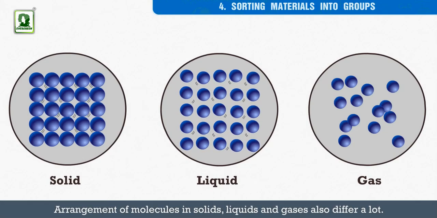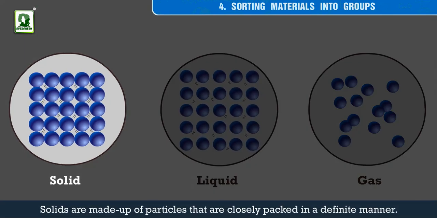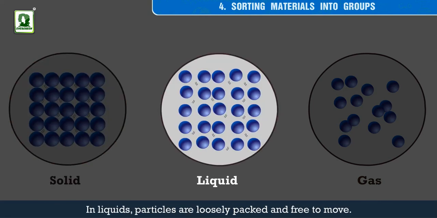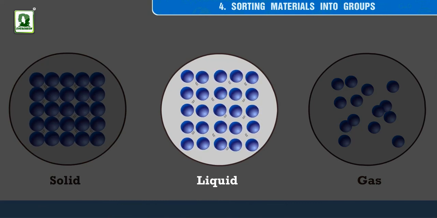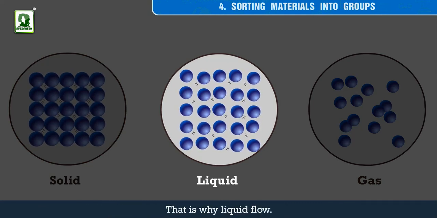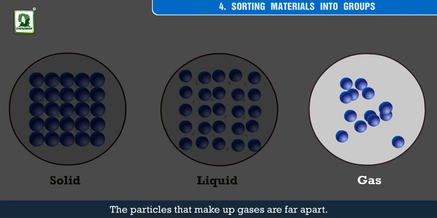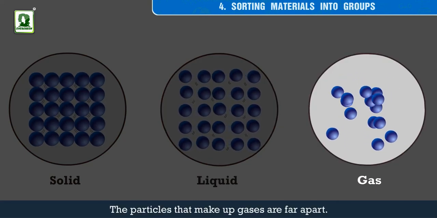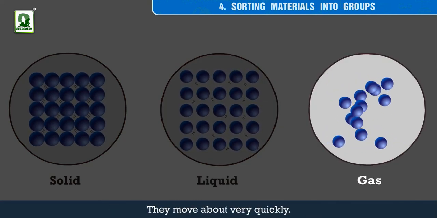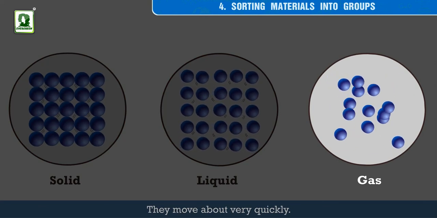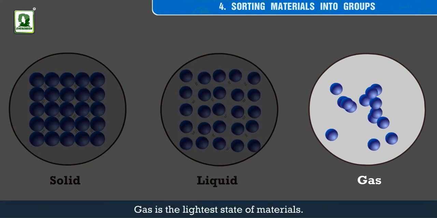Arrangement of molecules in solids, liquids, and gases also differs a lot. Solids are made up of particles that are closely packed in a definite manner. In liquids, particles are loosely packed and free to move. That is why liquids flow. The particles that make up gases are far apart. They move about very quickly. Gas is the lightest state of materials.